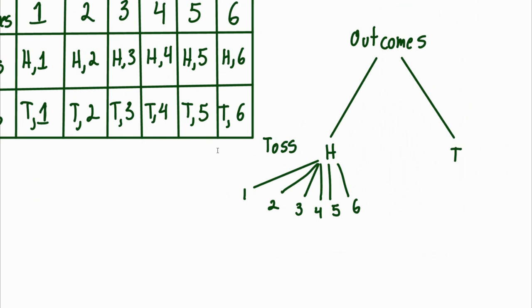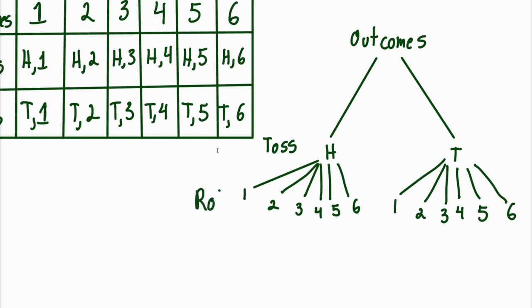And I can do the same thing on tails, right? I can roll and get a 1, roll and get a 2, roll and get a 3, roll and get a 4, roll and get a 5, roll and get a 6. So this is representing that dice roll.